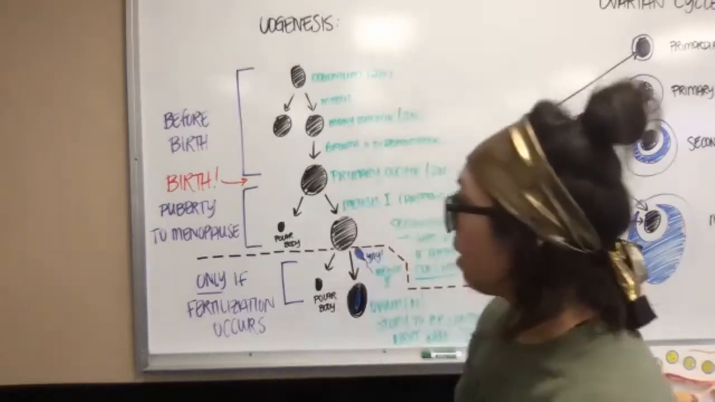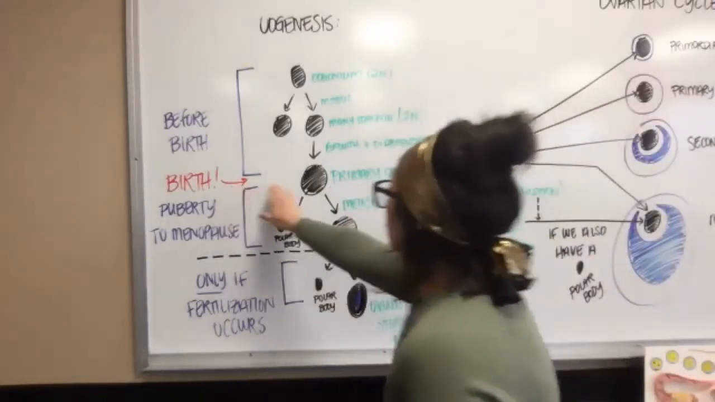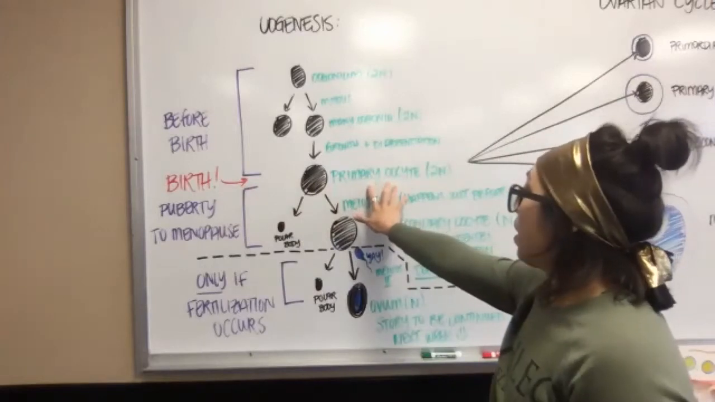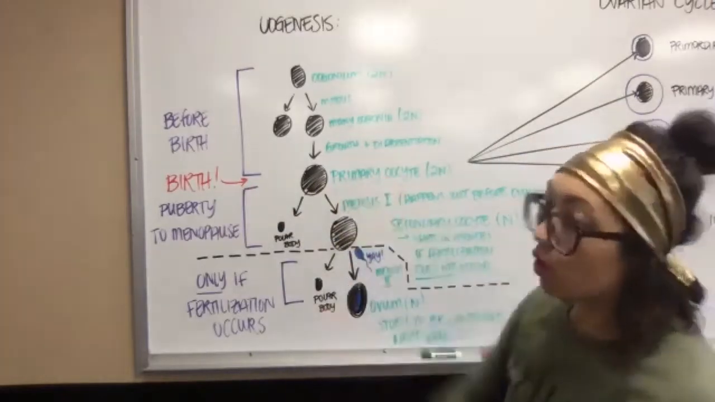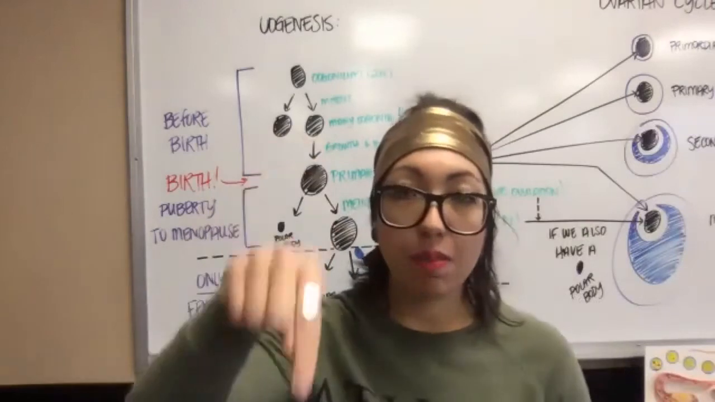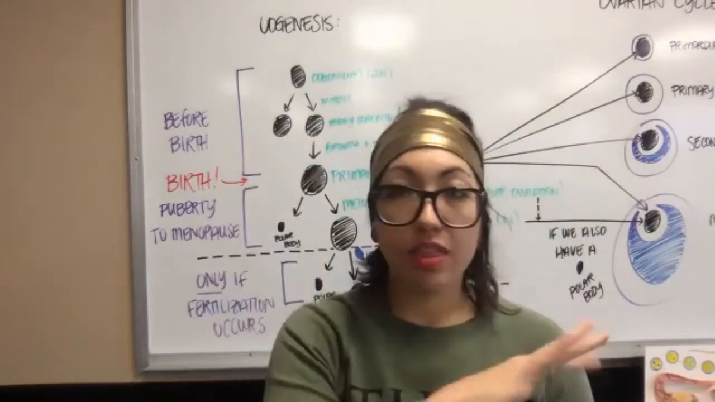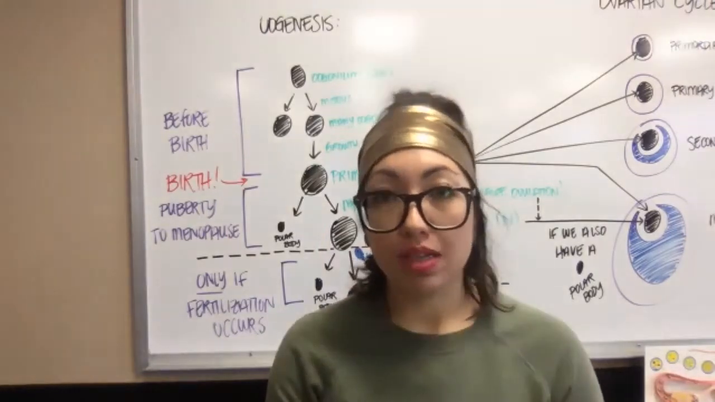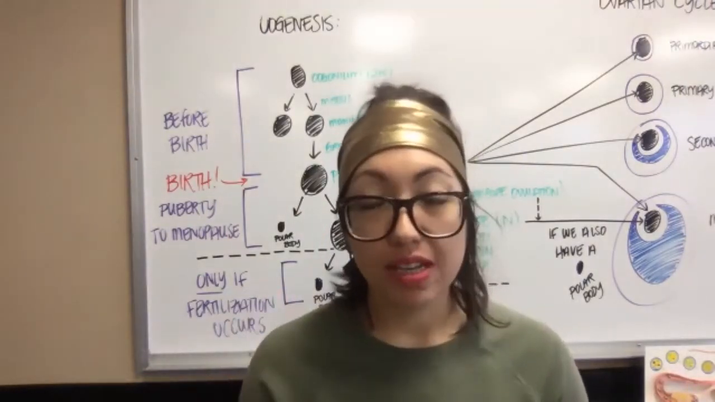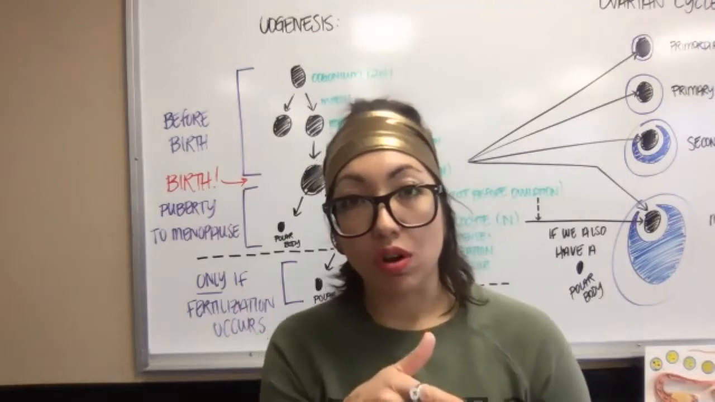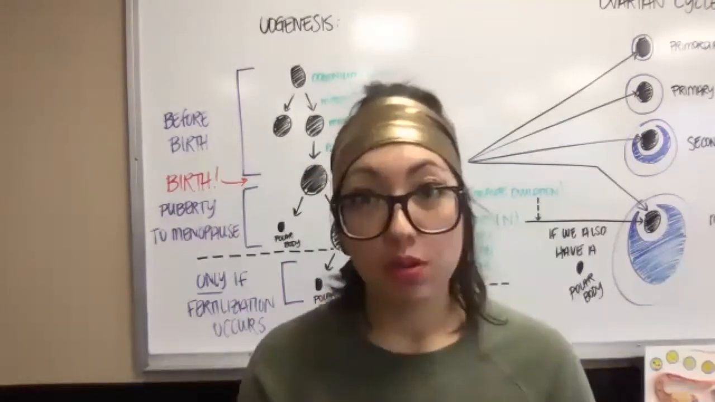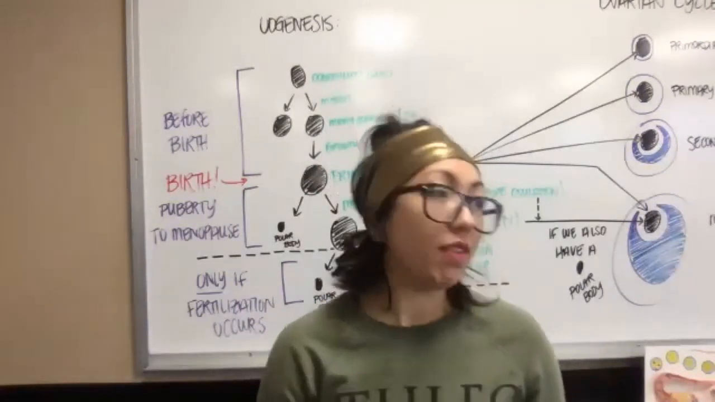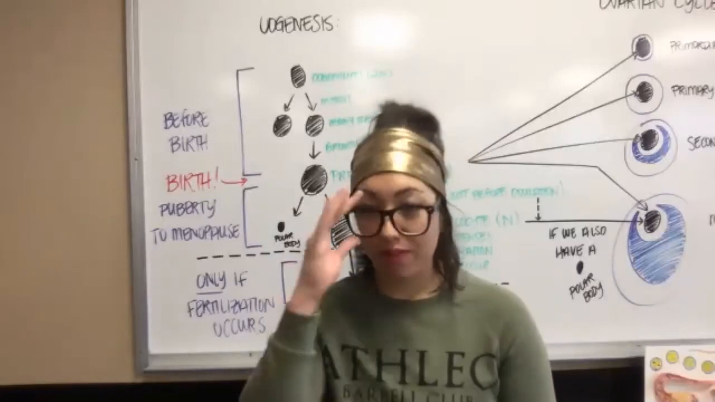So this is what happens. She's born with these primary oocytes. Her ovaries hit the pause button and they're just hanging out. They're going to hang out for approximately 11 to 14 years, when that little girl then starts puberty, that awful, dreadful time in all of our lives.